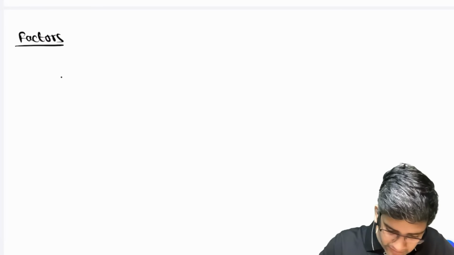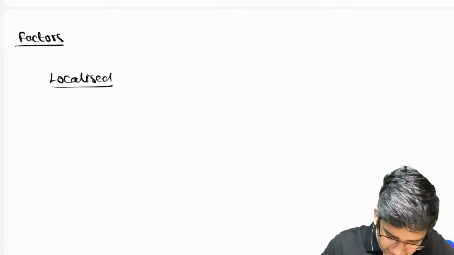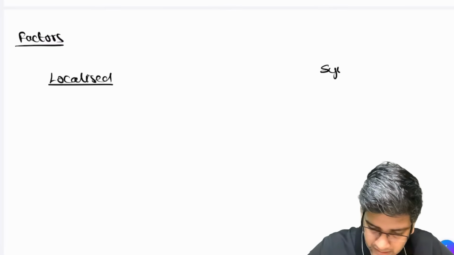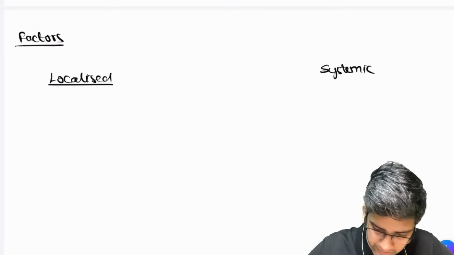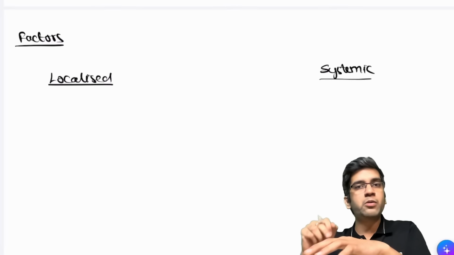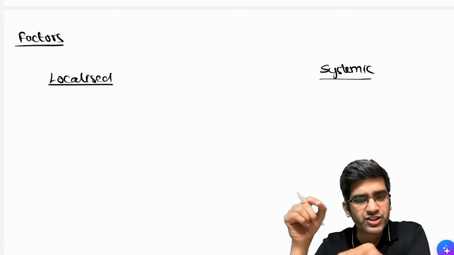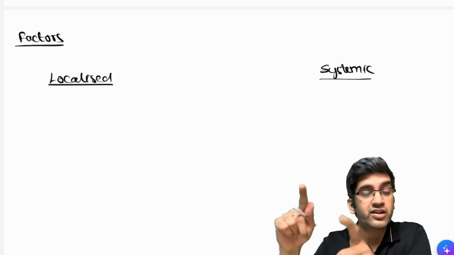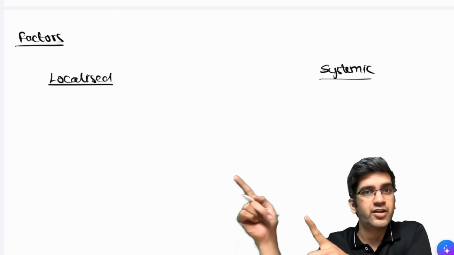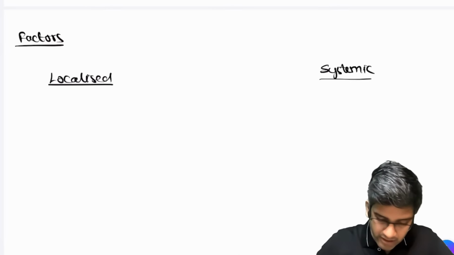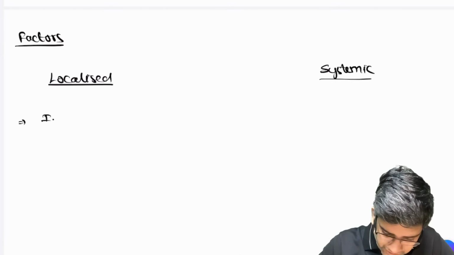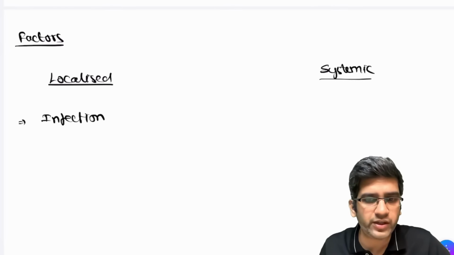Factors can be divided into localized factors, which can affect wound healing, and systemic factors, which also affect wound healing. Anemia is not a problem of the tissue, it's a problem of the person. It's a systemic factor. Infection at the site is a local factor. Diabetes is a systemic factor, right? So I can differentiate that. In local factors, infection at that site will definitely delay the wound healing, right?